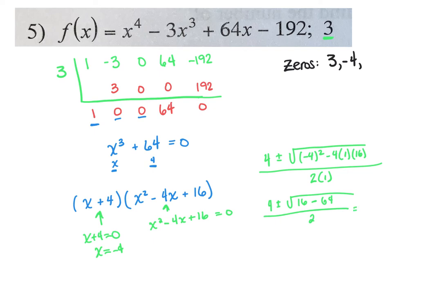You are going to get an imaginary number here. 16 minus 64. You'll get a negative, right? What do you do with that negative, by the way? Bring out an i. Yeah. So you're going to bring out an i. And you need to simplify this. So 4 is going to simplify.